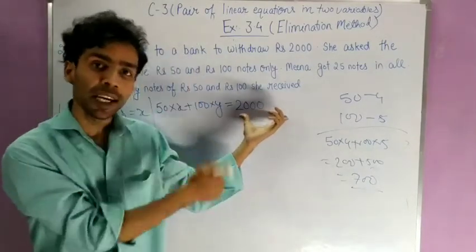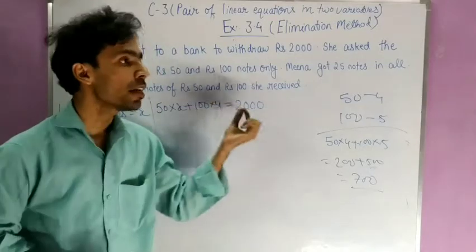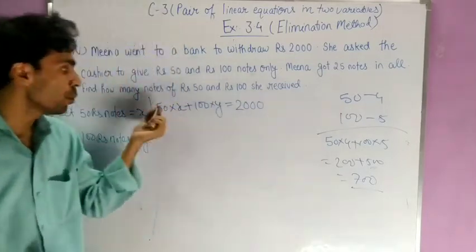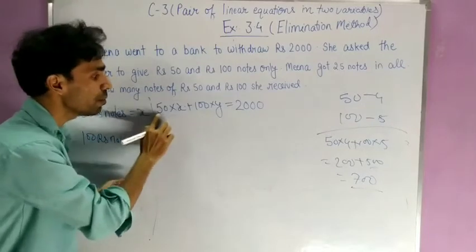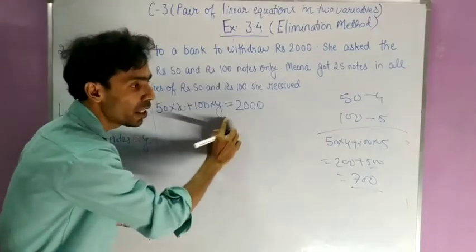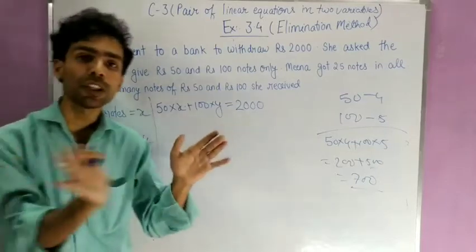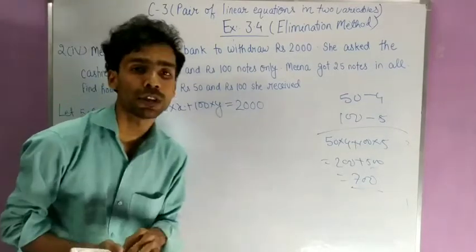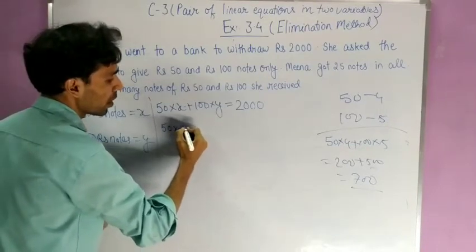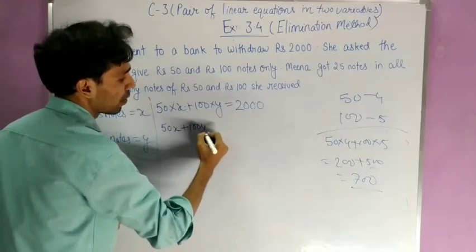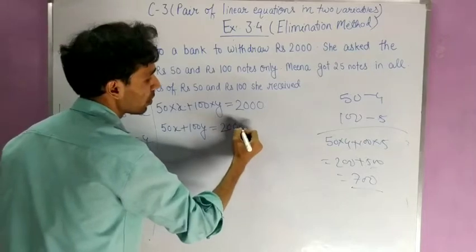2000, and in that 2000 there are 50 and 100 rupees notes, and the number of 50 rupees notes is x, so it will multiply to this, so it will be the total money of 50 and it will be the total money of 100. When you add both of them, it will be equal to 2000. Now it will be 50x plus 100y equal to 2000.